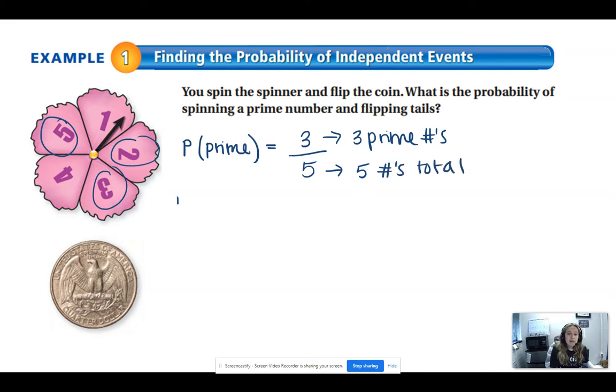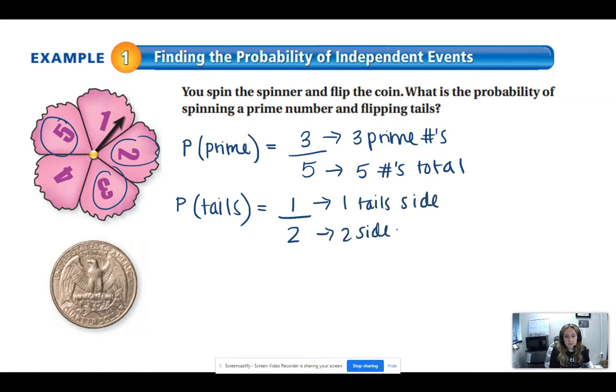And then now we're going to find the probability of flipping a tails. So that obviously is, well, it's either going to be a tails or a heads. Therefore, the amount of tails you could flip is 1. And the options that you have is 2. Okay, and that is because there is 1 tail side and then there are 2 sides total.